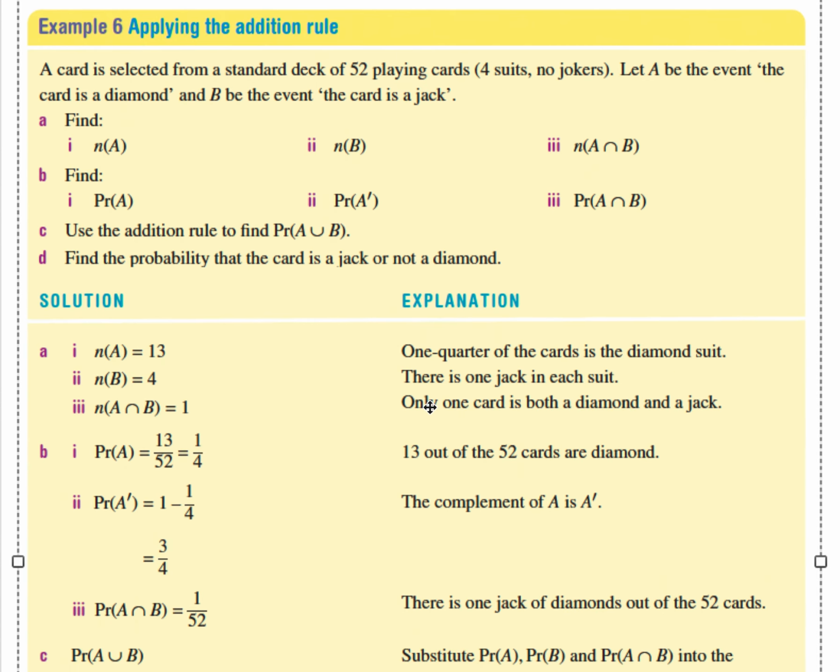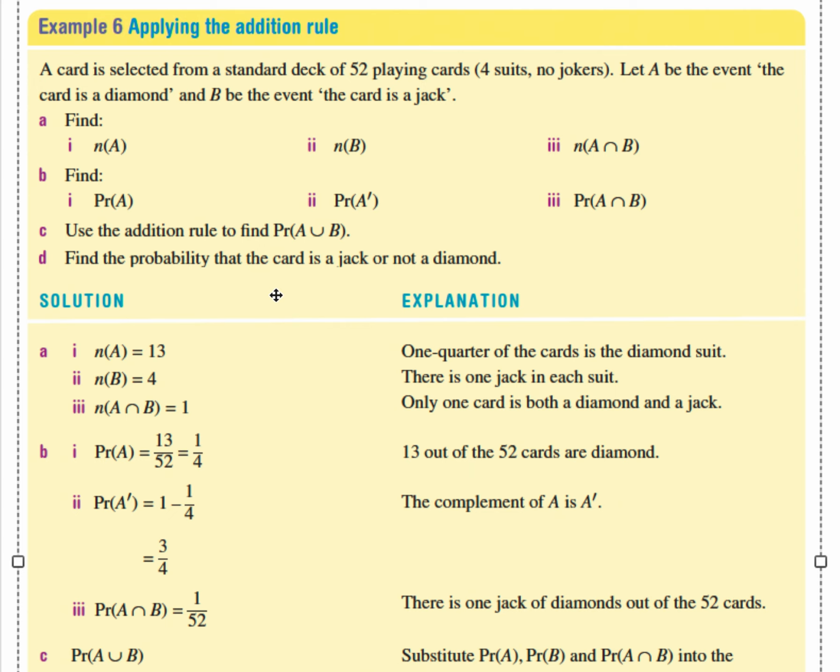So first thing we want to do is find the number of elements in A, which is the card is a diamond. So there's 52 cards. We know there's 4 suits, so we just divide 52 by 4 to get 13. So a quarter of the cards, or 13 of these cards, will be a diamond. For event B, we want the number of elements of the card being a jack. And we know that there is a jack for each suit, so it's going to be 4.